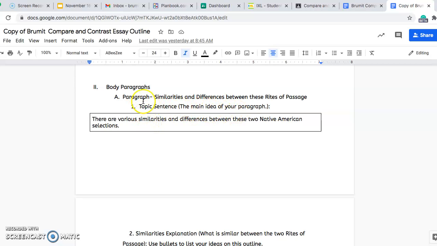Okay. For our body paragraph, many students struggled with finding what the main idea of their paragraph is going to be. They were very confused by the word topic sentence. So when we went through this together, we just put down there are various similarities and differences between these 2 Native American selections, meaning the short story and the video. Okay.